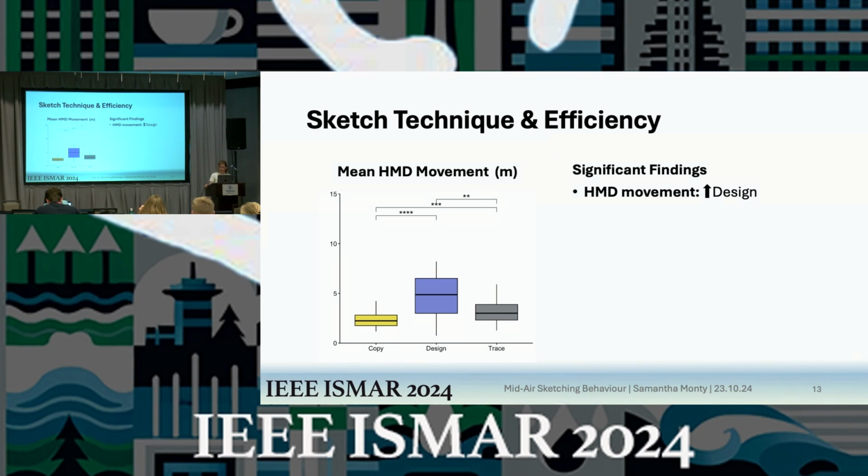Van Summers indicates that a clear line of sight is important in tracing tasks, but not imperative when sketching an empty space. But we found that users worked more to improve their vantage point when sketching an empty space without the benefit of a reference model.